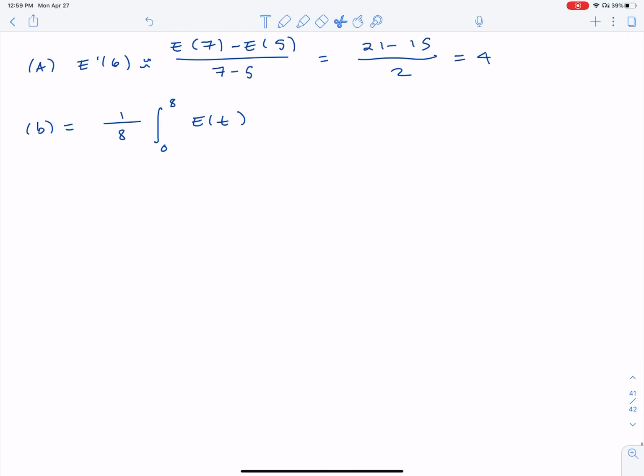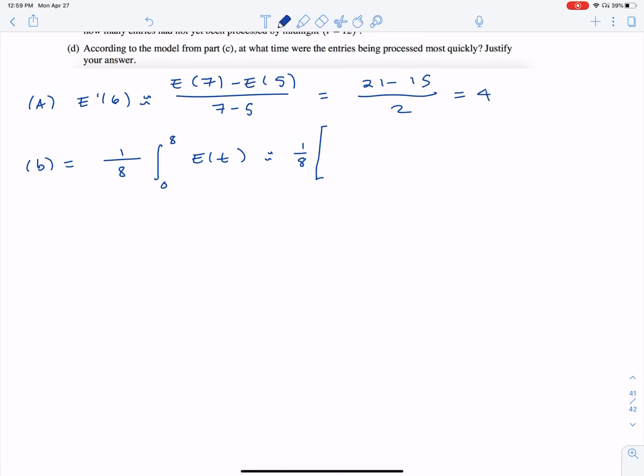So this is approximately equal to, so what is it equal to? Approximately 1/8, and then we're going to use the trapezoid rule. So what do we do? The trapezoid rule says I take the average of the bases and multiply it by the height. So I'm going to take E of 0 plus E of 2, divide that by 2 to get their average, and then multiply that by the height, which is 2 minus 0, or 2. Then to that, I'm going to add E of 2 plus E of 5.